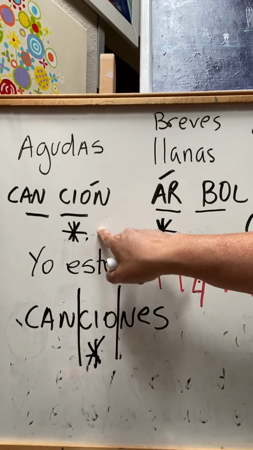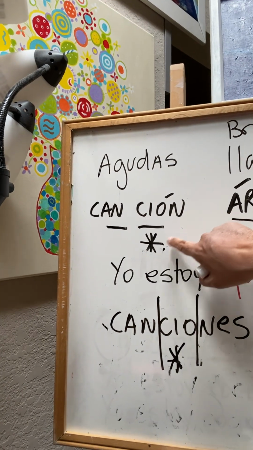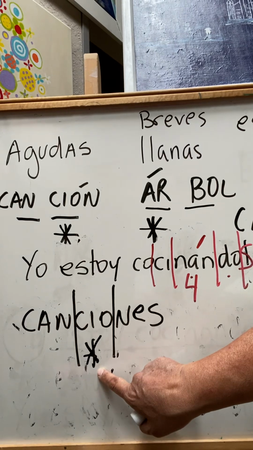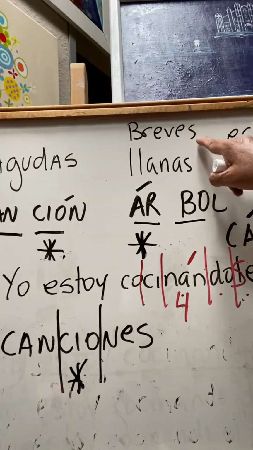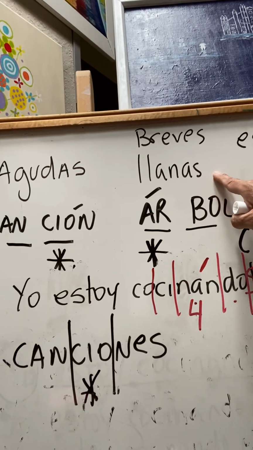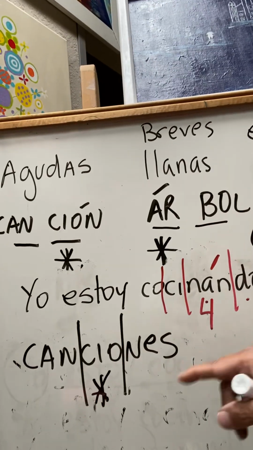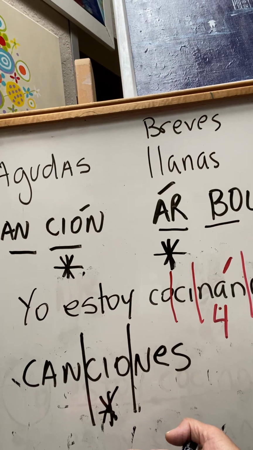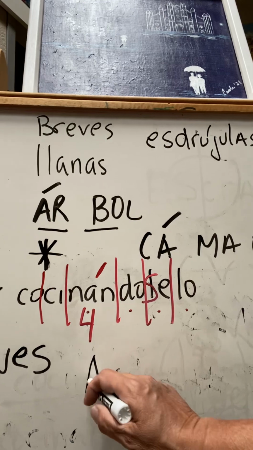But look at this. Now, the shift has gone from being an aguda, where the tonic accent was in this last syllable, to now second to the last. You see that? So now that it's second to the last, it became a breves and llanas word. But the problem is, breves or llanas cannot end in an S to have a written accent. So therefore, it loses the accent in the plural. Make sense?